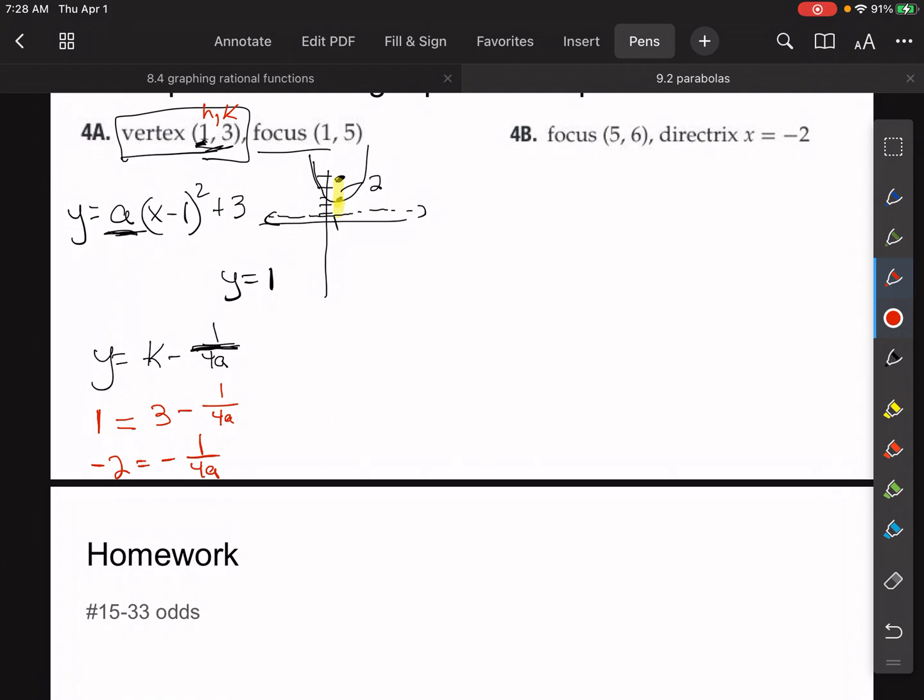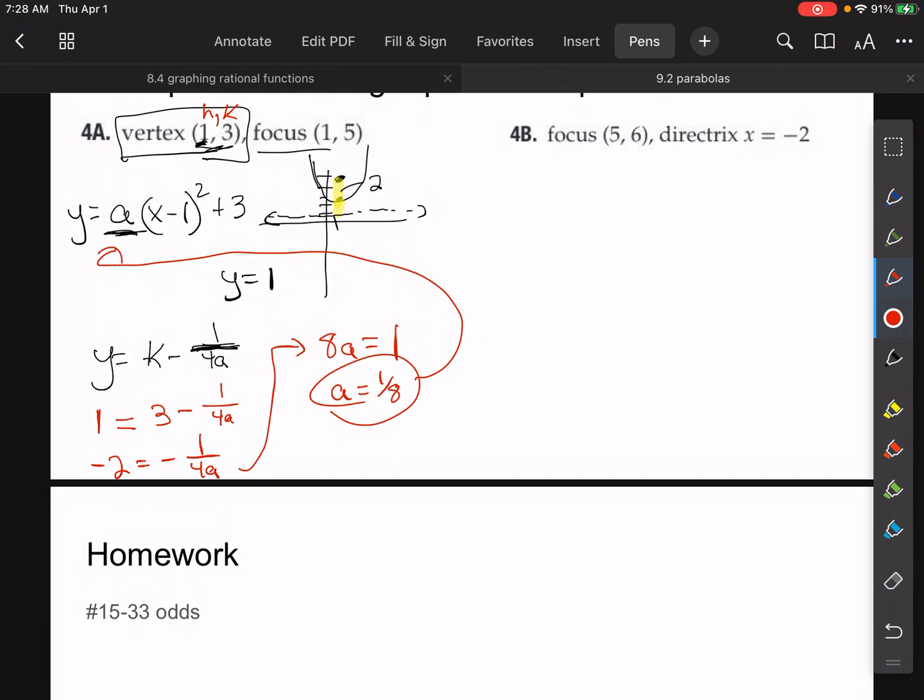And so to get that a by itself, what I have to actually do is multiply both sides by negative 4a. Okay, so if I do that, I get 8a is equal to 1. So negative 2 times negative 4a was 8a. And then to get a by itself, I'm going to divide both sides by 8. So I get 1/8. Okay, so now I just got to take this, plug it back into this guy for a, and that is my equation.